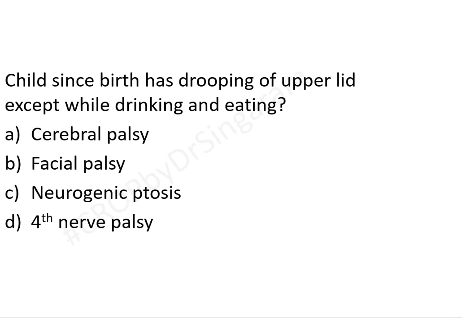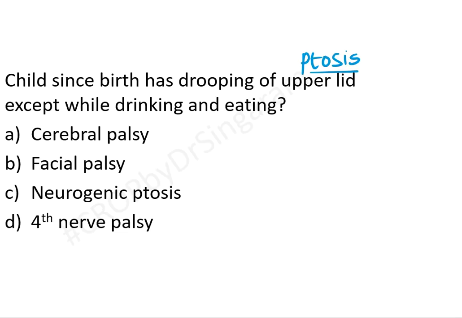The next one is a tough question. Many students were not able to answer it because it's a slightly higher level question, but still we'll be discussing this. A child since birth has drooping of the upper eyelid, that is ptosis, except while eating and drinking. That means while eating and drinking, with some movement of the jaw, the child's ptosis disappears. So generally ptosis is present, but while drinking and eating, ptosis is absent.